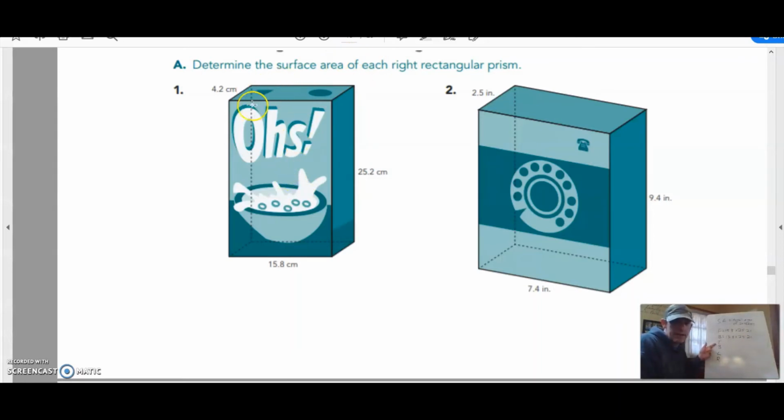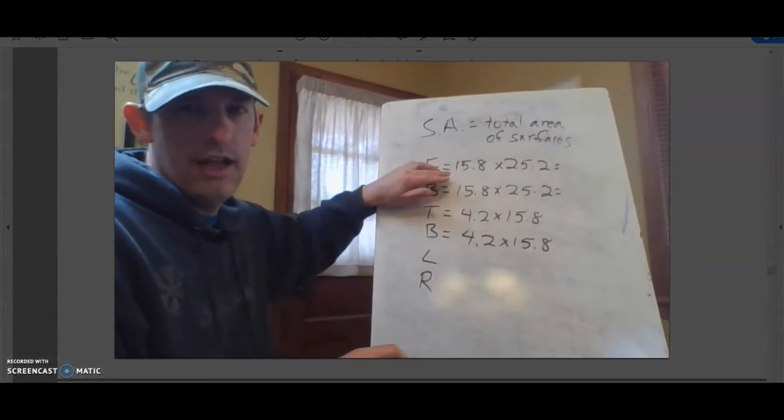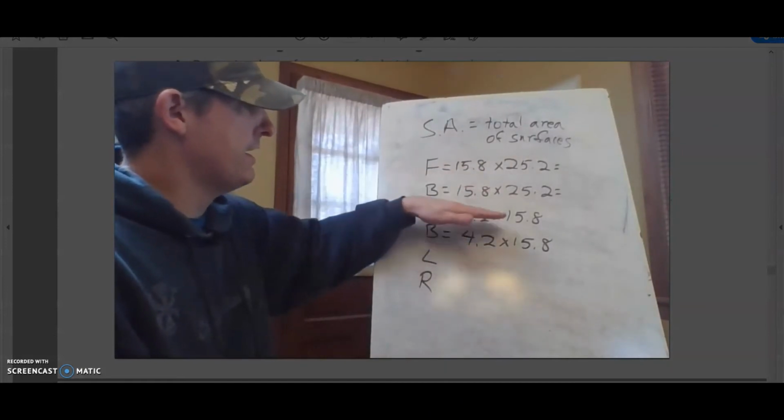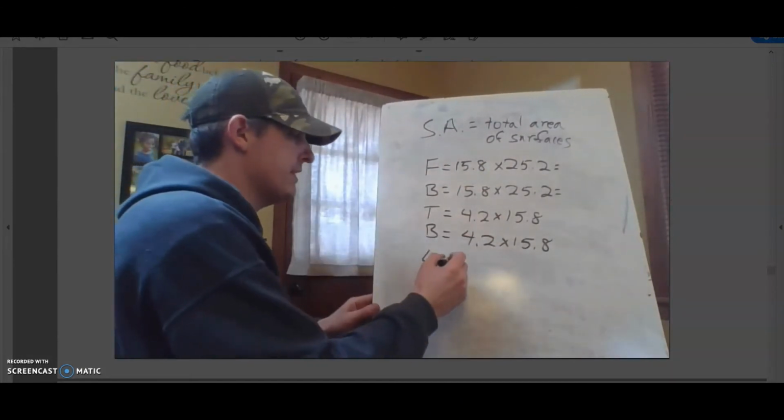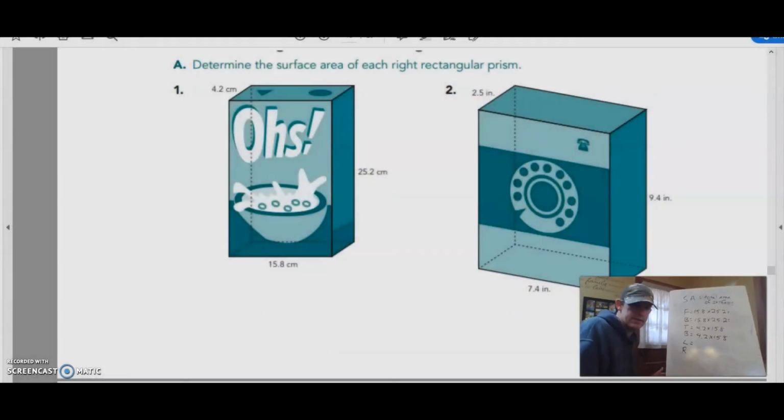And then we want to do the top, which is 4.2 times this line, which is the same as 15.8. So it'd be 4.2 times 15.8. And again, the top and the bottom are going to be the same, so we can cut and paste and put 4.2 times 15.8 for the bottom. So you can see what I did there. The front and the back have the same dimensions. The top and the bottom have the same dimensions.